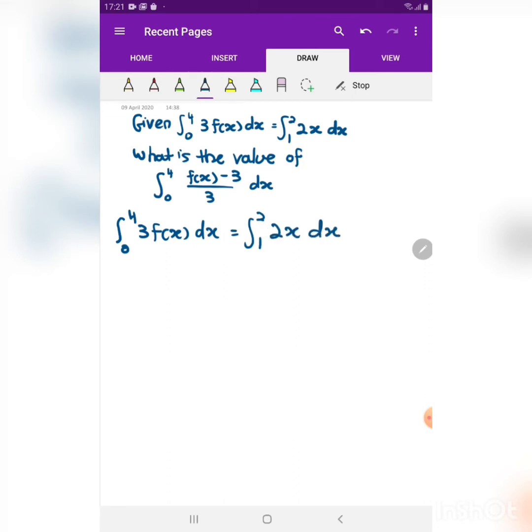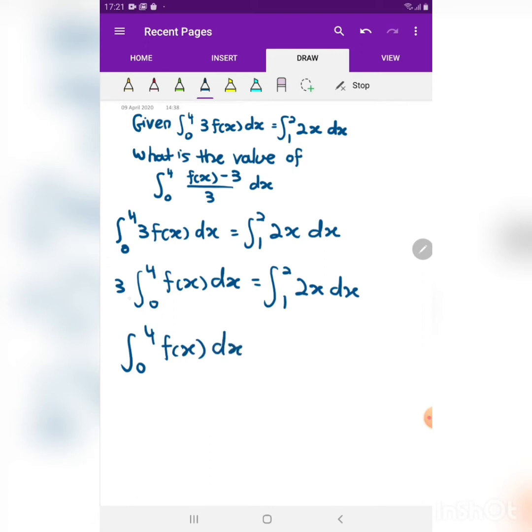2x dx. So here we'll bring out the 3, which is a factor. In integration you can take out the factor. It is not affected, so you can take it out outside of the integration. So we write down 2x dx. Now I'm going to write it as 0 to 4 of f(x) dx, and since this side we have multiplied it with 3, we're going to divide it by 3, so it's 1 over 3, integral 1 to 2 of 2x dx.